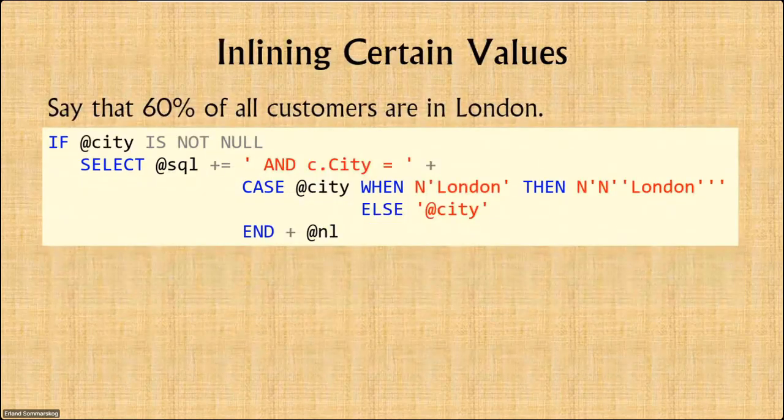Another situation you could have is this: let's say that 60% of all the customers are in London. So then you want to tell yourself, okay, the plan for Paris is not going to be good for London, and vice versa. If you have this situation, it might be a good idea to say London right into the query. So I get a separate plan for London. And else I'm going to use city, so I can use a cached plan for that.